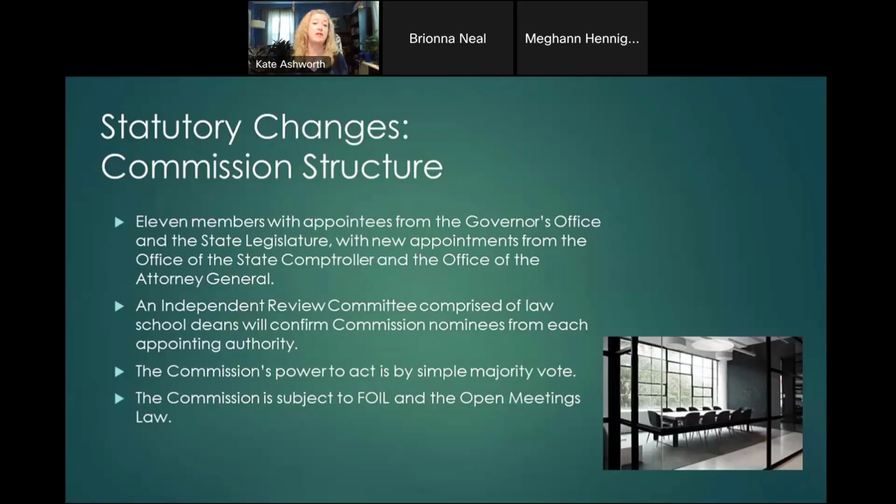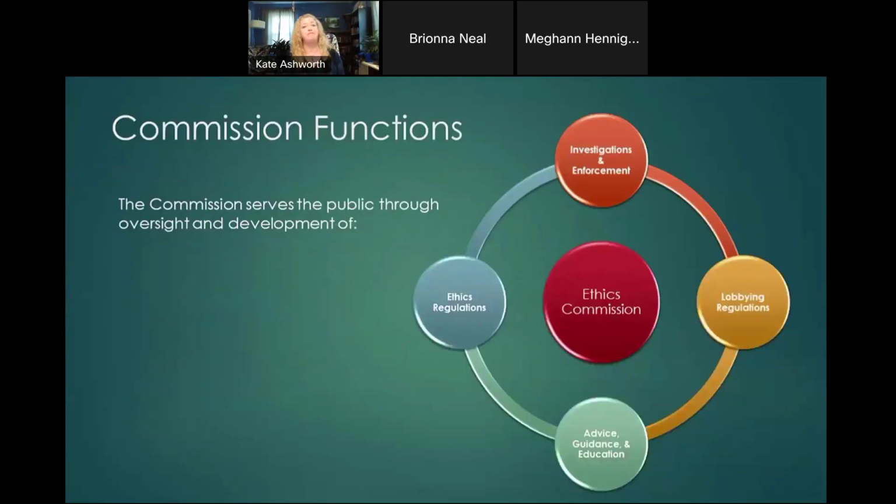Another big change is that the commission can now act on a basic simple majority vote. Before, under JCOPE, there were some complicated voting rules that were highly criticized. Now it's nice and super easy, simple majority vote. And finally, the other big change is that the Ethics Commission is now both subject to FOIL and the Open Meetings Law. So those were some of the criticisms about JCOPE that have been remedied in the new legislation.